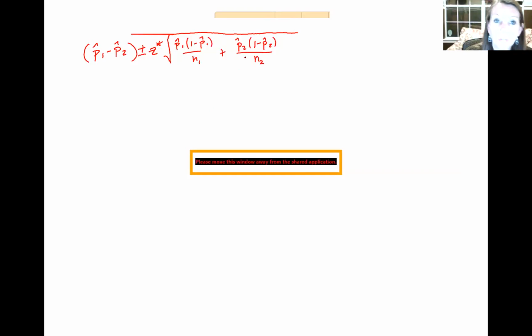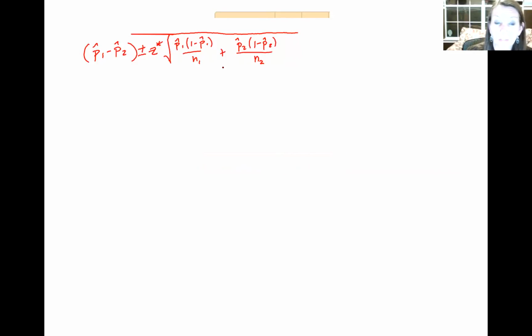Notice that the standard error we use here is different than the standard error we used when we did the test of significance. In the confidence interval, we're not going to use that pooled proportion that we used for the test of significance. When we have proportions, the two formulas have slight differences, so you just have to watch for that.